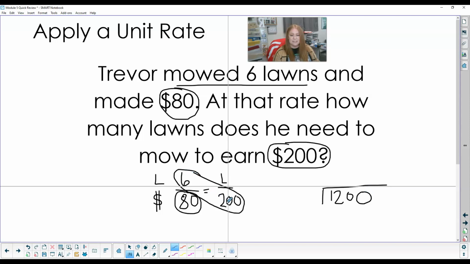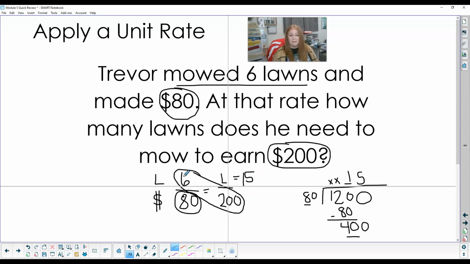So 6 times 200 is 1,200. 6 times 2, 12 with 2 zeros, and I'm dividing by 80. So we are going to put an X here because it can't go into 1, can't go into 12, but it can go into 120 one time. 1 times 80 is 80. There are 40 left over. Bring down a 0, right? This is like 8 and 40. 8 goes into 40 5 times. So to earn $200, he needs to mow 15 lawns.